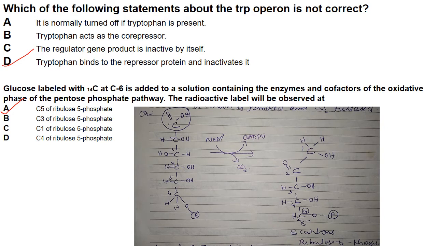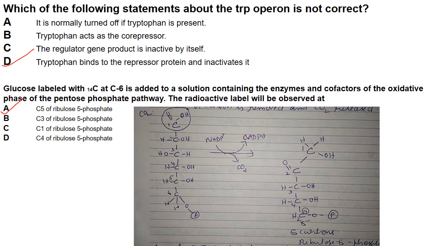Tryptophan binds to tryptophan repressor and causes it to change shape, converting it into active form, that is DNA binding form. The tryptophan repressor with the bound tryptophan attaches to the operator, blocking RNA polymerase from binding to the promoter and preventing transcription of the operon. So the answer here is option D, that is incorrect.